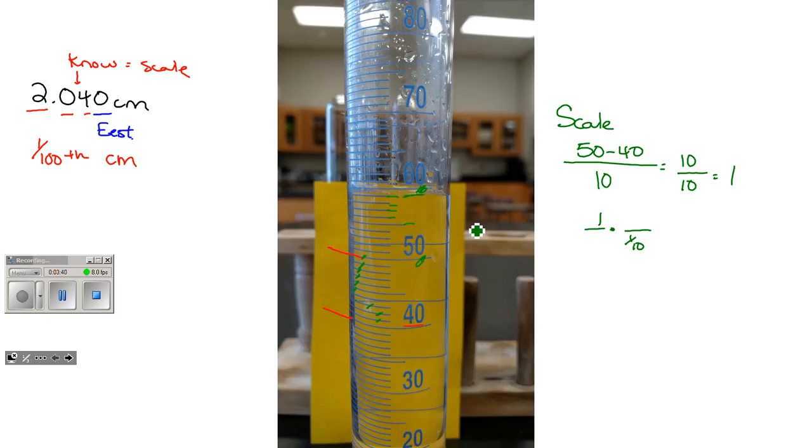So how do we record that? We know that it is 59. 9 is our known digit. And then somewhere in between is an estimate. I'm going to say it's 59.8 milliliters.